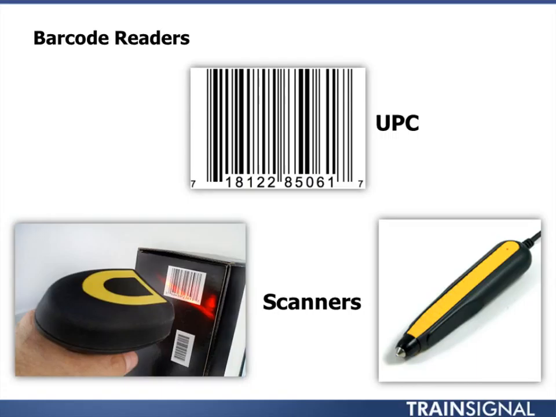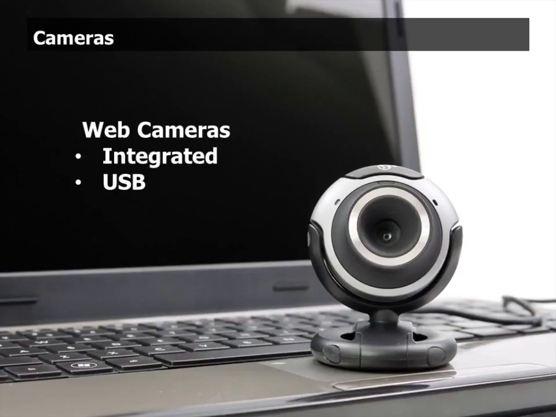So you have scanners in all different shapes and sizes to read these barcodes. You've got cameras, right? So you have webcams. That's what we have a picture of here. And they can either be integrated, or the one pictured here would be an example of a USB. Where do we see them integrated? You see them integrated on your laptops, and even built right into certain monitors that you might buy for your computer.